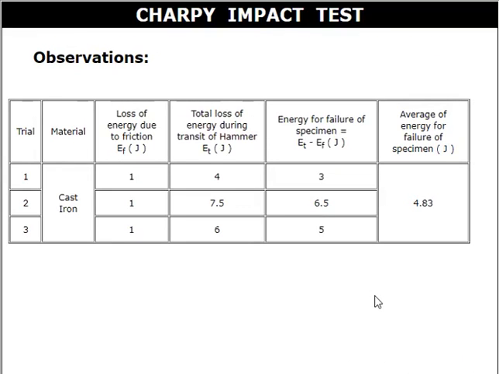So for all these 3 trials, we measure the energy for failure of the specimen. For trial number 1 it will be 3 joule, for trial number 2 6.5 joule, and for trial number 3 it will be 5 joule. Now we are taking the average of those values. So the average energy for failure of the specimen will be equal to 4.83. So in this way we will get the impact strength for the cast iron material.